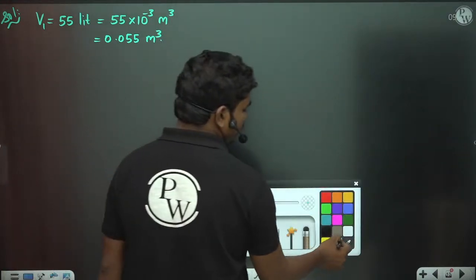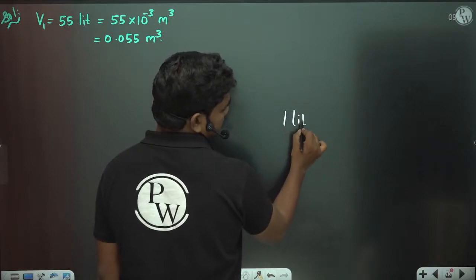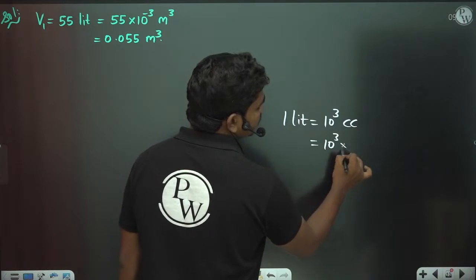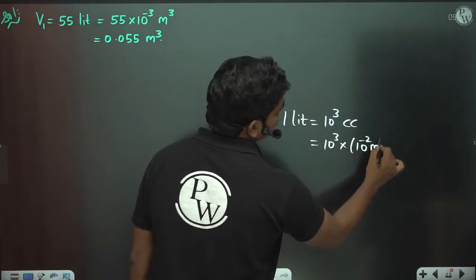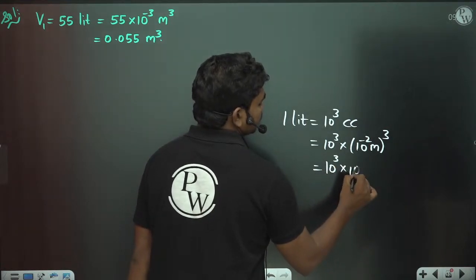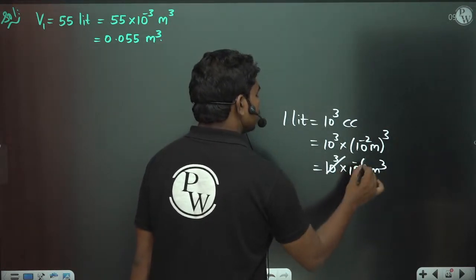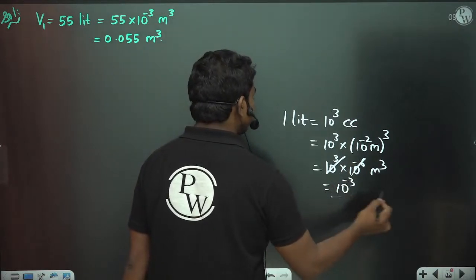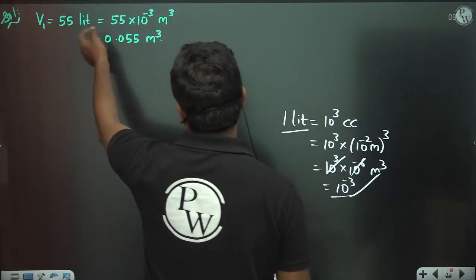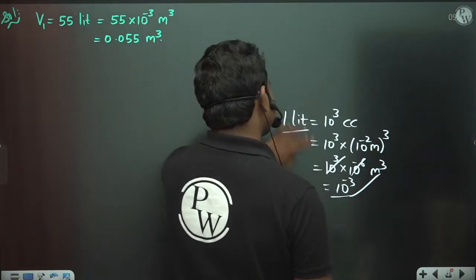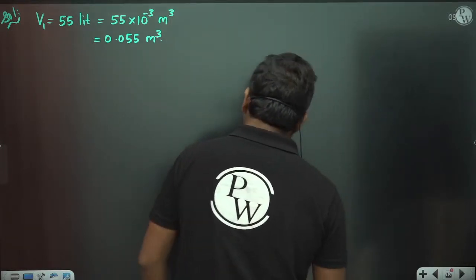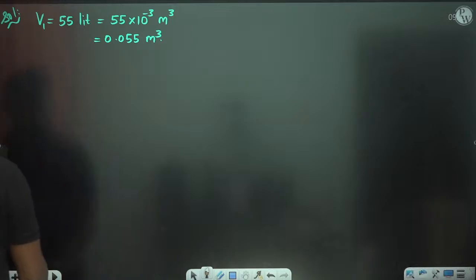Do you know this conversion, liters to meter cube? Because you all might have studied this. 1 liter is equal to 1000 cc, centimeter cube. 1 centimeter is equal to 10 power minus 2 meters, whole cube, because this is centimeter cube. If you simplify, 10 cube into 10 power minus 6 meter cube, the net effect of these two is 10 power minus 3. That's why 1 liter is equal to 10 power minus 3 meter cube. Therefore 55 liters is equal to 55 into 10 power minus 3 meter cube. That's why we are writing 0.055 meter cube.